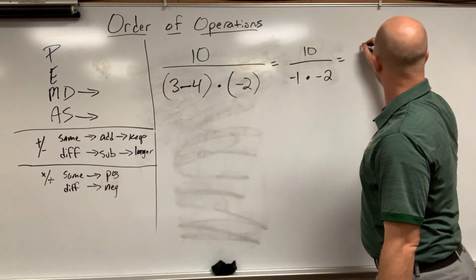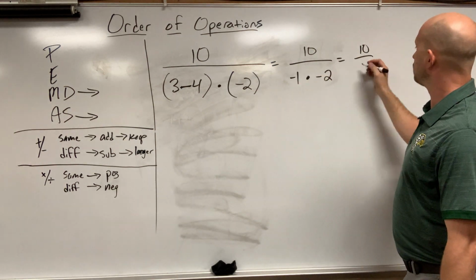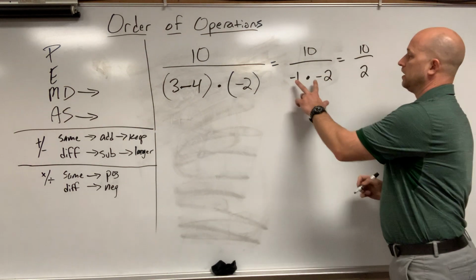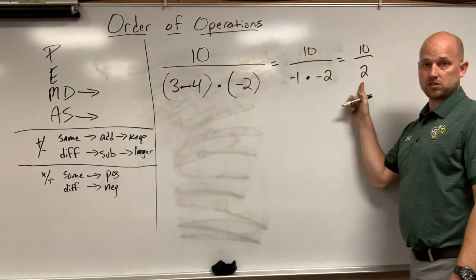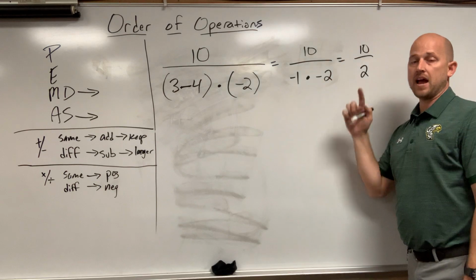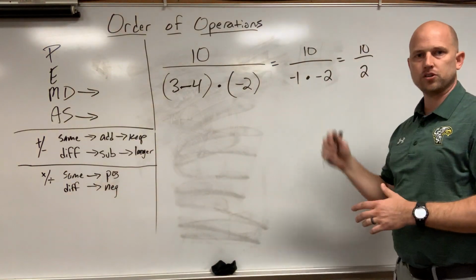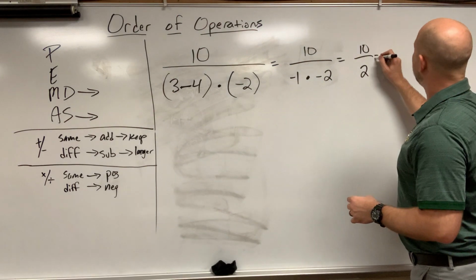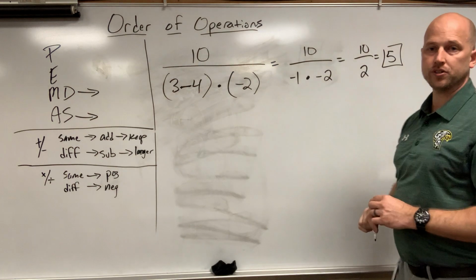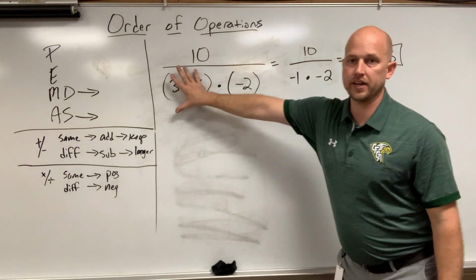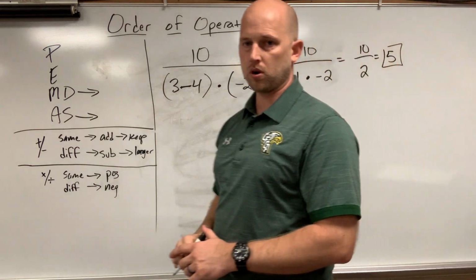Okay, we have 10 stays the same, all right? -1 times a -2, well 1 times 2 is just a 2. Same signs positive, that's what we get in the denominator. Now we do the division. The very last thing is simplify your fraction or do the division up here. 2 goes into 10, 5 times and you're done. So all this craziness right here is actually just a 5. Okay, that is how you work the order of operations.